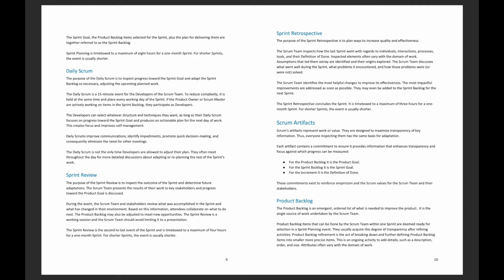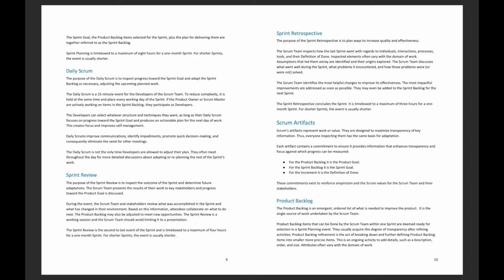Number 1, for the product backlog, it is the product goal. Number 2, for the sprint backlog, it is the sprint goal. Number 3, for the increment, it is the definition of done. These commitments exist to reinforce empiricism and the Scrum values for the Scrum team and their stakeholders.